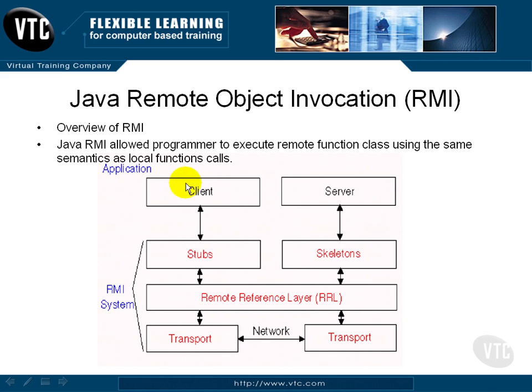As we can see here, the client goes through the stubs and through each of the layers to be able to access the server. This concludes our discussion of the RMI architecture in Java.